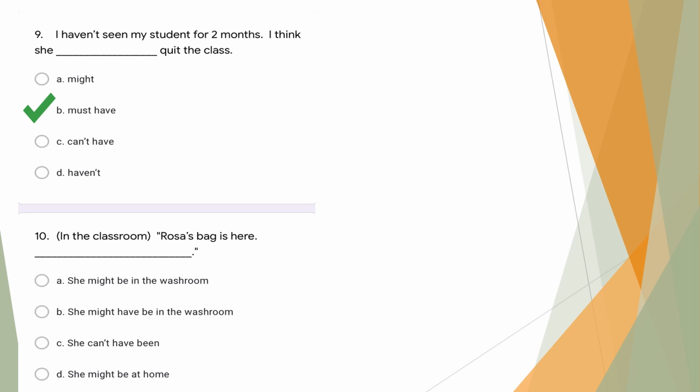So A and D are the only two options here. Right, we are in the classroom. Her bag is here. So would I think she's at home? No, of course I wouldn't. So the best answer would be A. She might be in the washroom. Using the evidence.